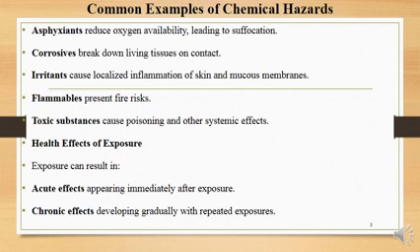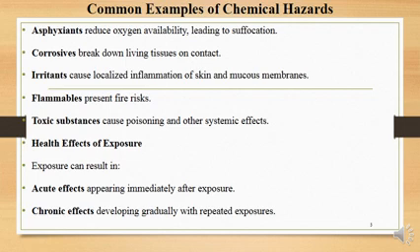Common examples of chemical hazard are asphyxiants, which reduce oxygen availability leading to suffocation. Corrosives break down living tissues on contact. Irritants cause localized inflammation of skin and mucous membranes. Flammables present fire risks. Toxic substances cause poisonings and other systemic effects.